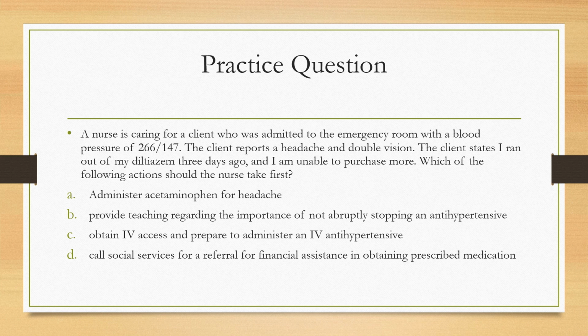Okay, and the correct answer is C. You want to make sure that you obtain IV access and prepare to administer an IV antihypertensive. This patient's blood pressure is 266 over 147, which indicates that they may be in hypertensive crisis. So remember, as we said in the previous slide, you want to make sure that you give that IV antihypertensive medication.